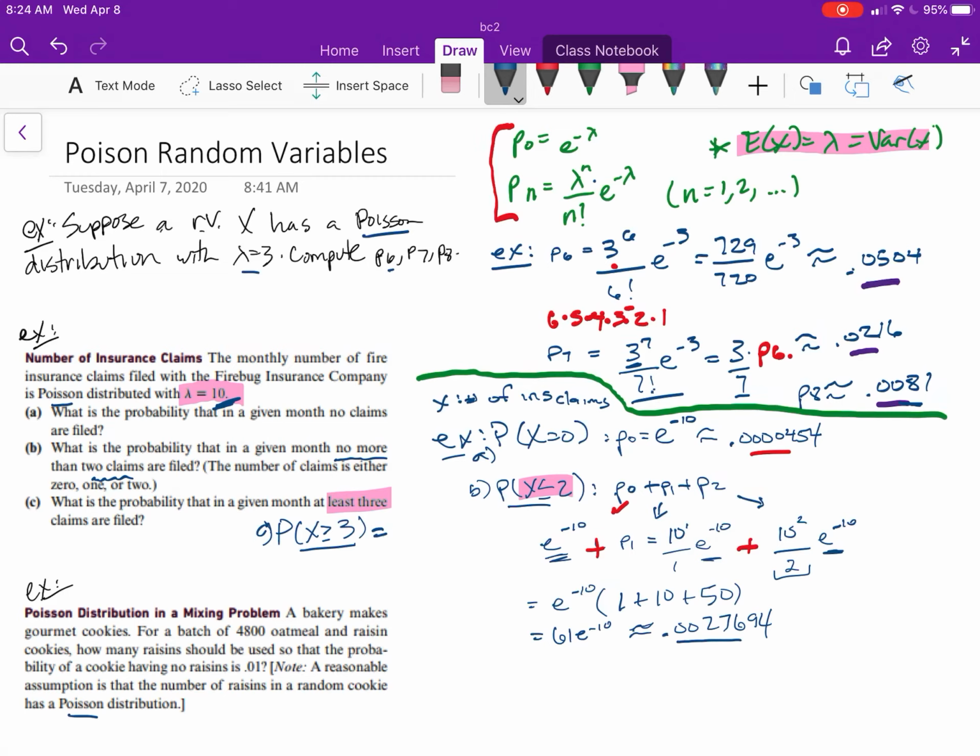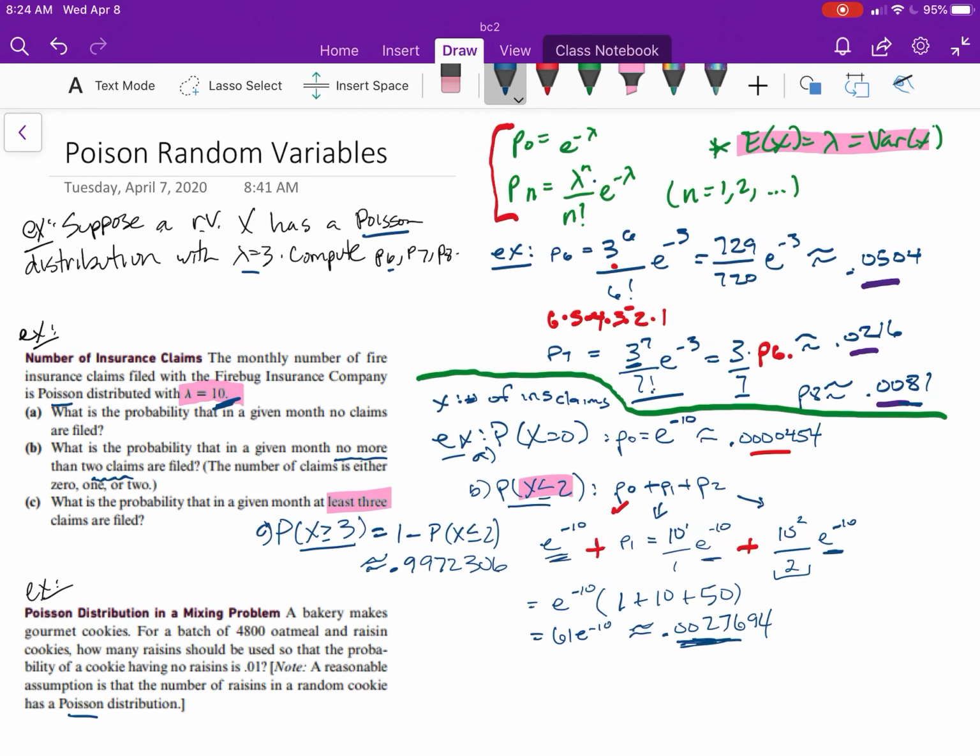So therefore I could just take the result I got from B and subtract it. So if I do 1 minus the 0.002, we get 0.99 approximately, because we did round. 0.9972306, depending where we want to round. 99.7%, right? Probability at least 3 is almost a guarantee.